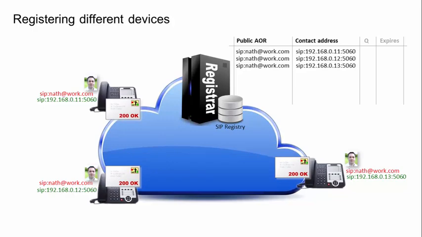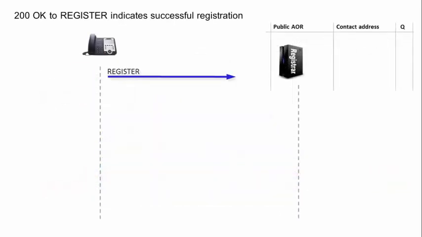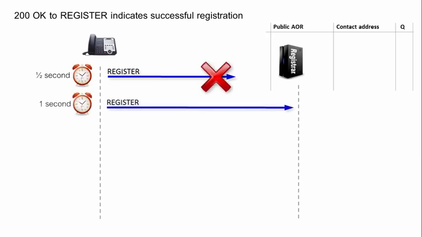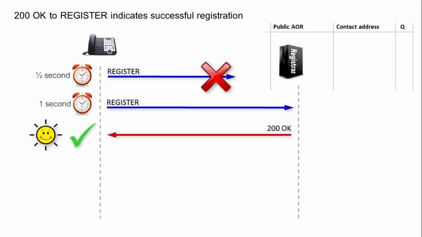Well, 2 things. One, that the register request was delivered reliably, the user agent client setting a timer so that if anything happened to the request, well, the timer expires and the request is retransmitted. So that's point 1. Receiving the 200 OK confirms the register request was delivered reliably.